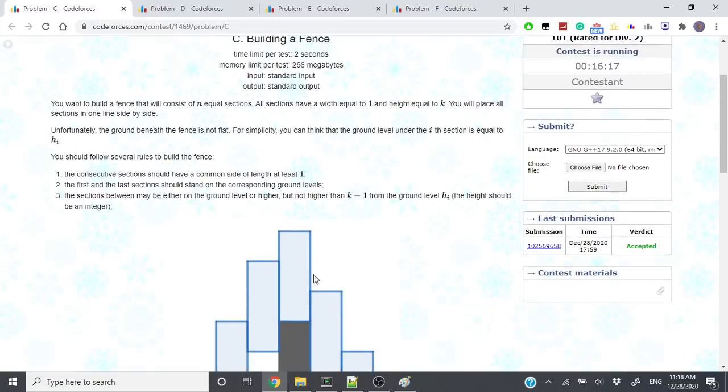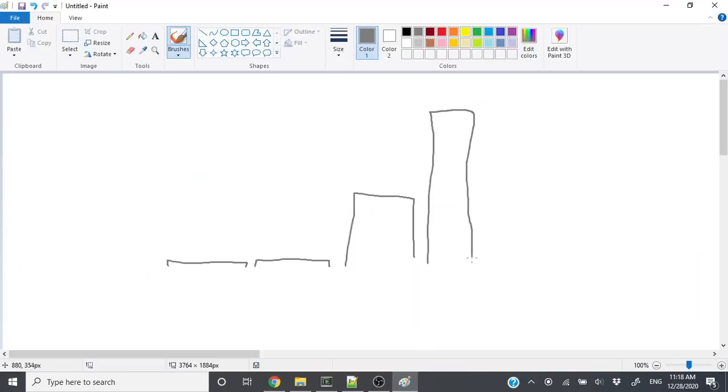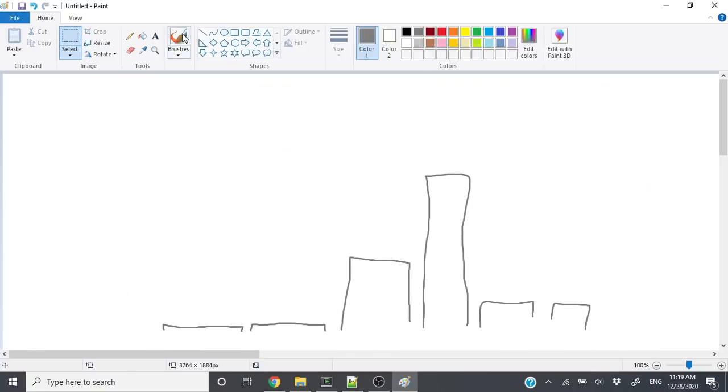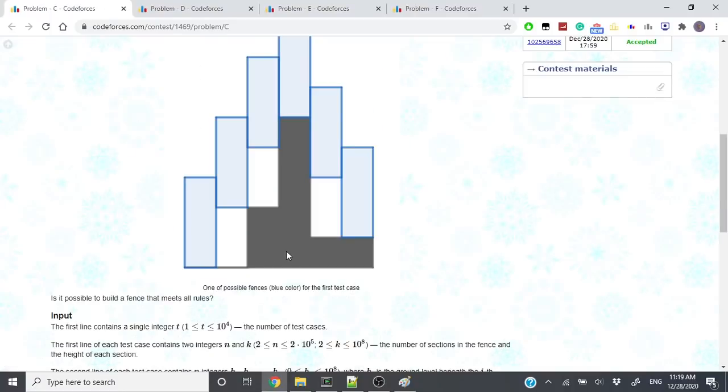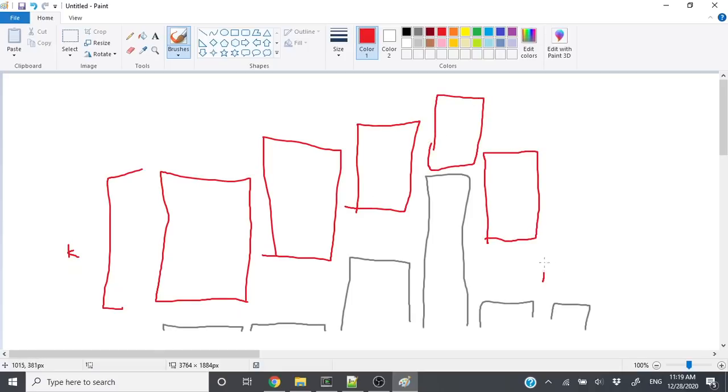So for C, we have some weird constraints for building a fence. That is, we have something like this. We have this ground level. It's too big. Come on. And then this here, and then this, and then this. And I'm going to move all these down. Basically we want to build these intervals of length k, so that this is k, and some other things too. For example, like this, and this, and this, and this, and this.